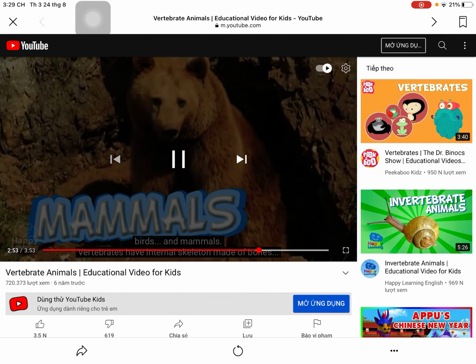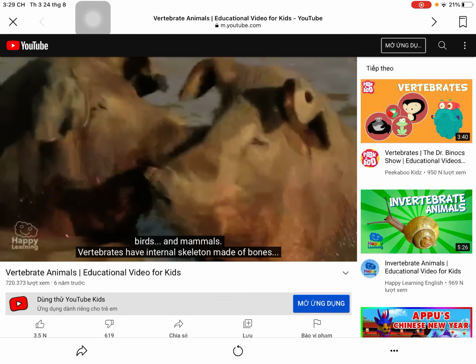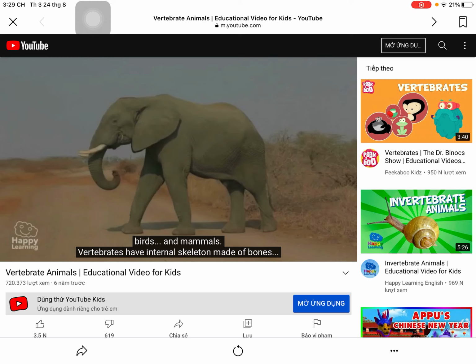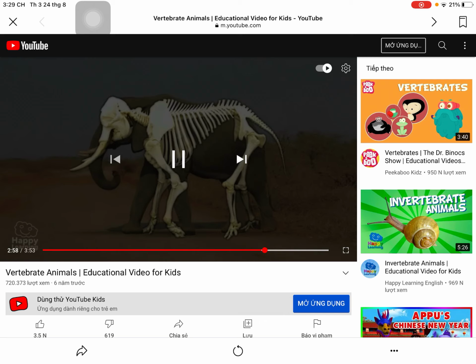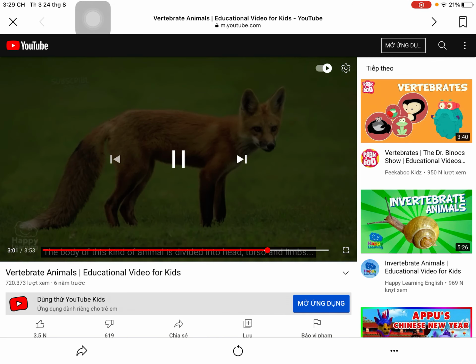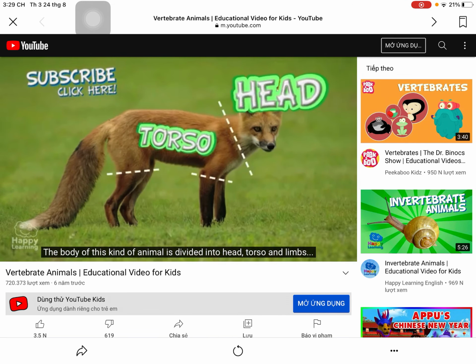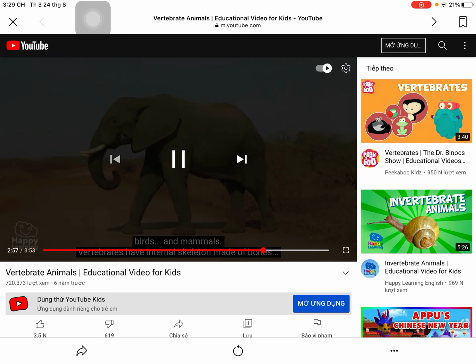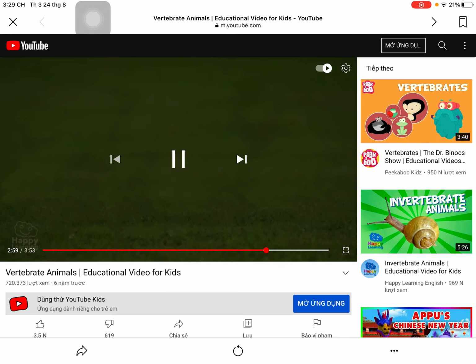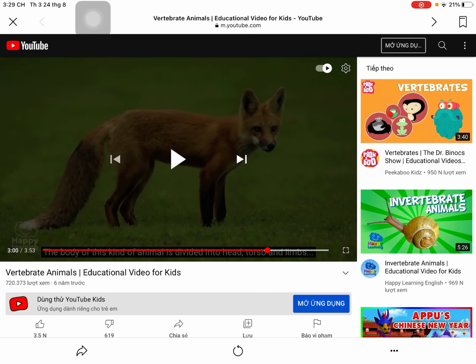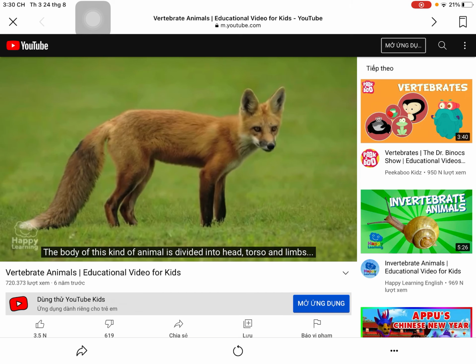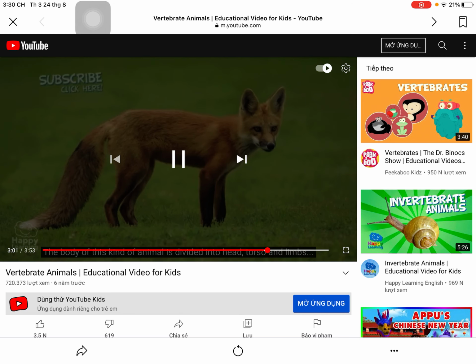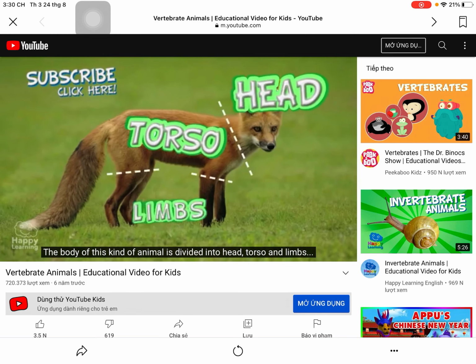Vertebrates have internal skeletons made of bones. The body of this kind of animal is divided into head, torso, and limbs.